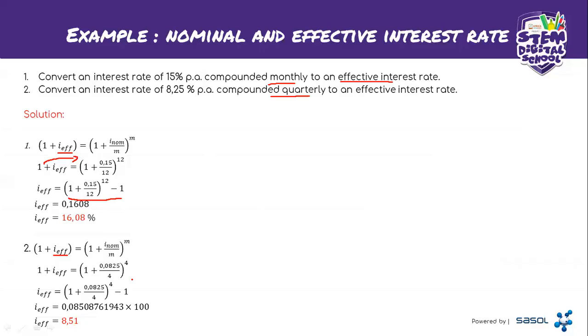So that's how you calculate the nominal and effective interest rate. It's quite simple. You just have to know the correct formula and be able to transpose where you have to transpose.